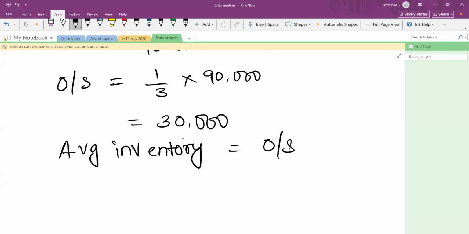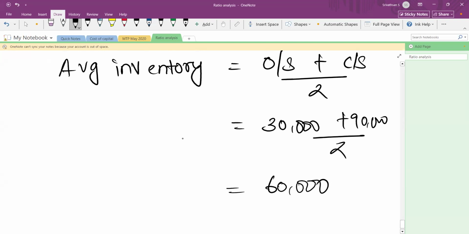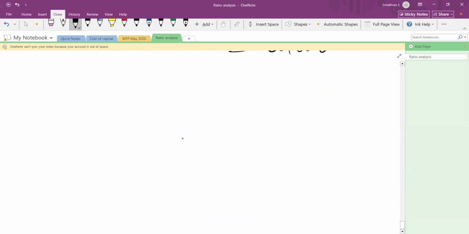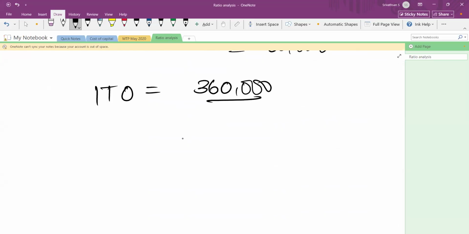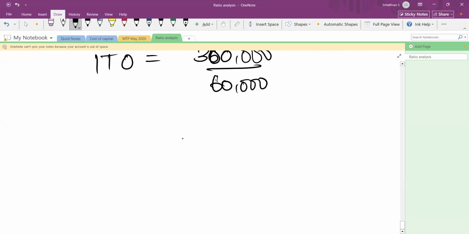Now we have to calculate the average inventory, which is nothing but opening stock plus closing stock by 2. Opening stock is how much? 30,000. Closing stock is 90,000, by 2. It is 60,000. So cost of goods sold is 3 lakh, average inventory is 60,000. Inventory turnover is 3 lakh divided by 60,000. Oh, sorry, 3 lakh by 60,000, which is 5 times. You got it?